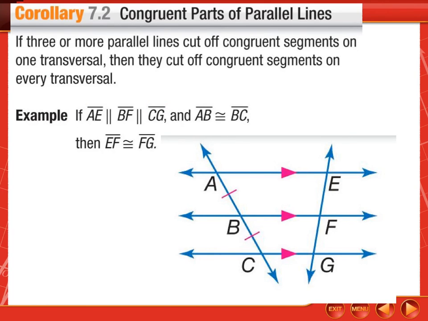And finally, congruent parts of parallel lines. This is a corollary. That's kind of like an add-on. What this says is if these lines are parallel and you've got these transversals coming in, and these segments that are created are congruent, as AB and BC are being marked, then these other segments over here, EF and FG, will also be congruent. That's not something I think you really have to memorize, because you could find that out pretty easily by setting up a proportion.